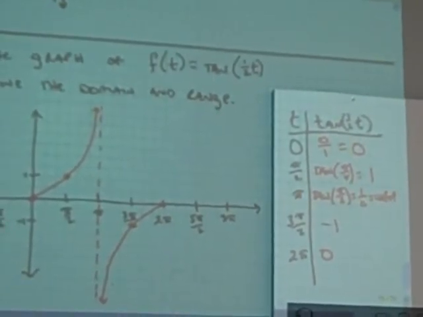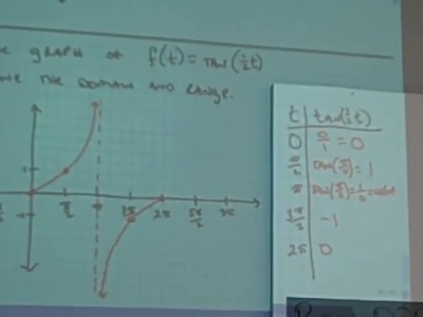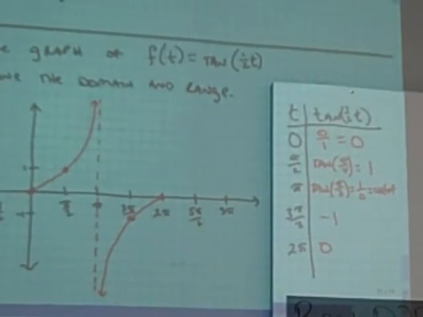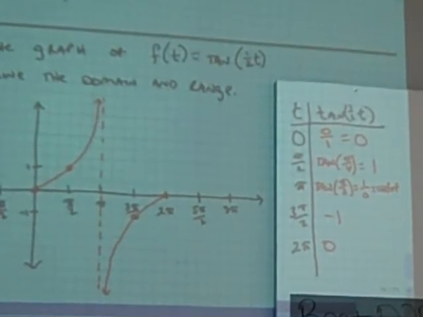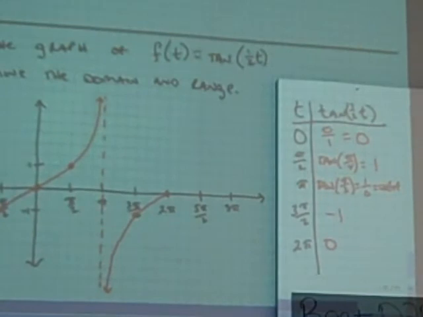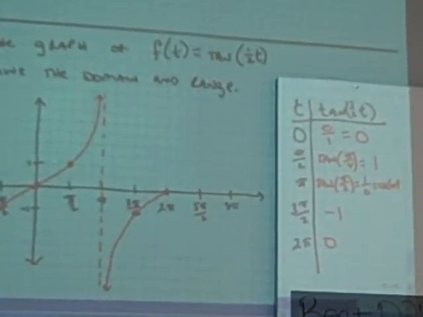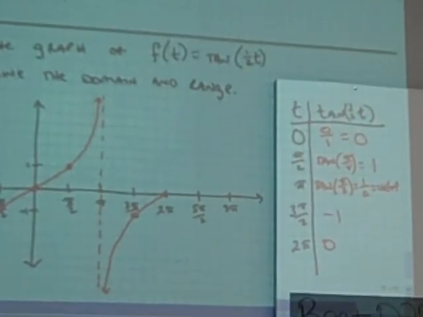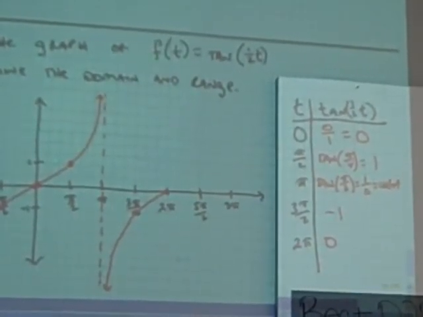Negative pi over 2 will be negative 1. What about negative pi? That'll be a vertical asymptote. What did we say the period of this one's going to be? It's going to be 2 pi, right? Now if you look at that, that's one cycle of the tangent curve. How far is it from negative pi to pi? That's 2 pi. That's one complete cycle. That's the period. So where am I going to go from here?